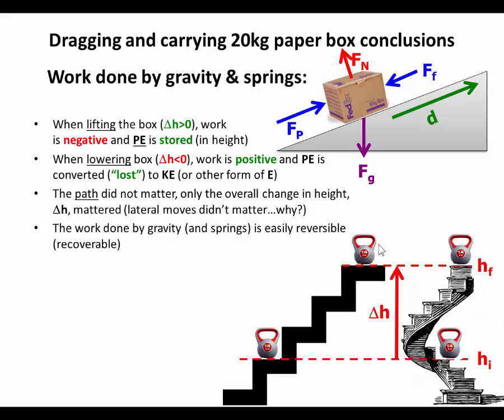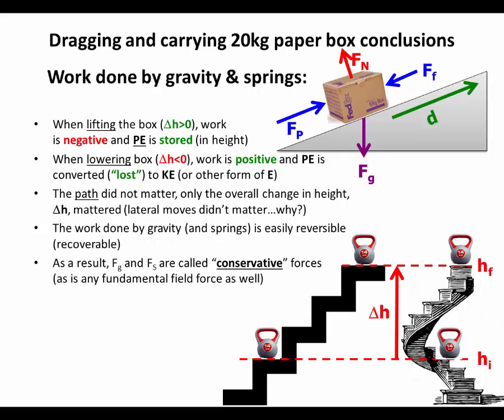All I can do is let it go and it'll turn into kinetic energy, and perhaps I can do some interesting work with that. And we had a brainstorming session in class about what we could do with that work. So when you see a force where the path doesn't matter in terms of the work that's done, and you have an easily recoverable system if you move something backwards, we call that a conservative force, as opposed to a non-conservative force that we saw with friction or the work that you did.